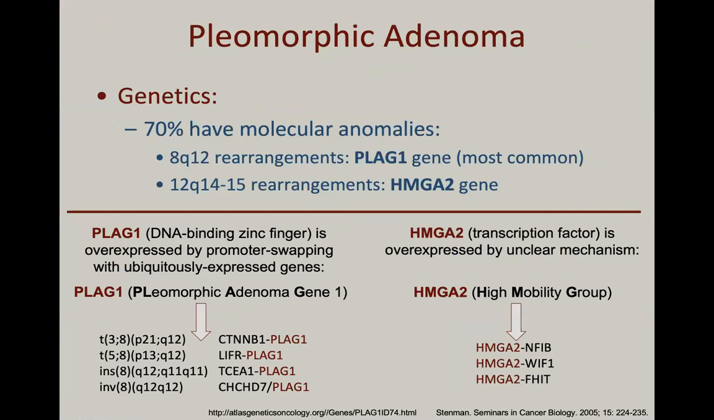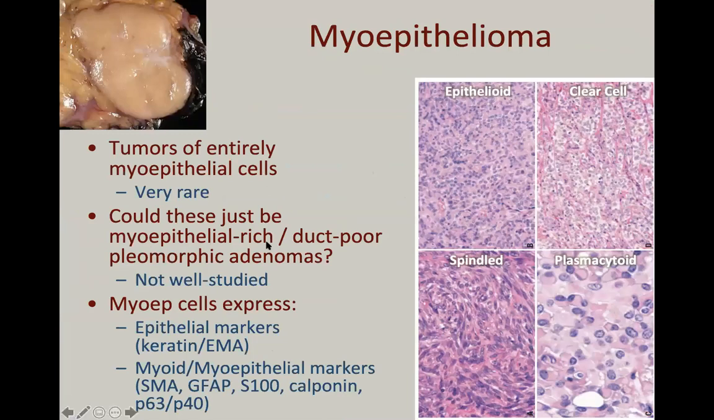So the genetics. Most pleomorphic adenomas have involvement of PLAG1 or HMGA2, either rearrangements or in some cases mutations. So finding one of these rearrangements can define both a pleomorphic adenoma as well as a carcinoma ex pleomorphic adenoma. If you have a tumor that is composed predominantly or entirely of myoepithelial cells without any ducts, these could be considered myoepitheliomas. These are very rare, but myoepithelial cells express both markers of epithelium, so keratins or epithelial membrane antigen, as well as contractile or myoid markers.